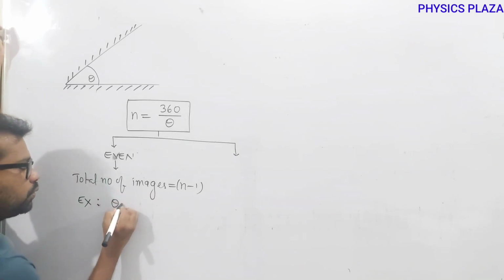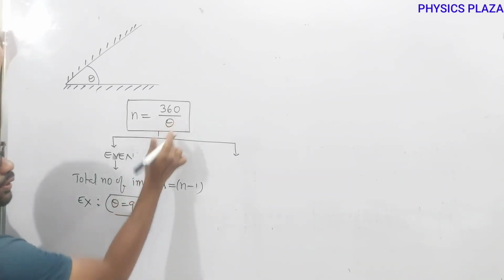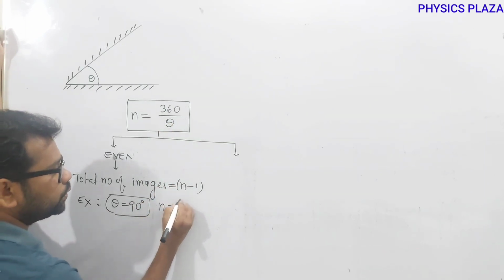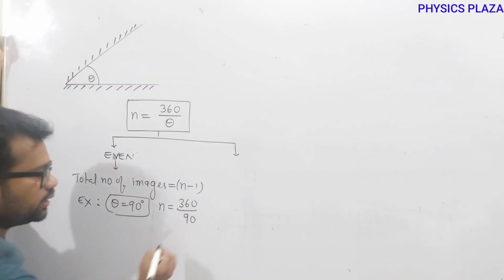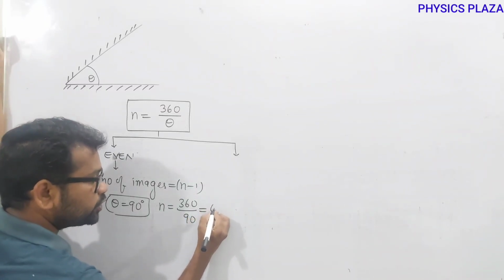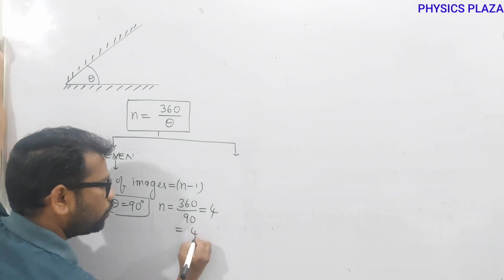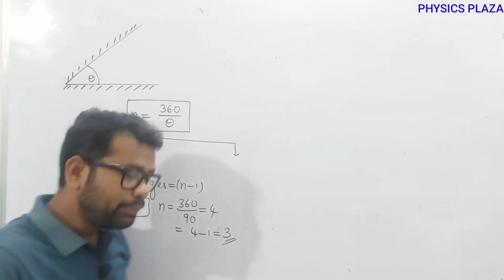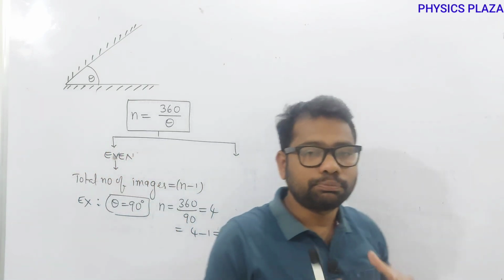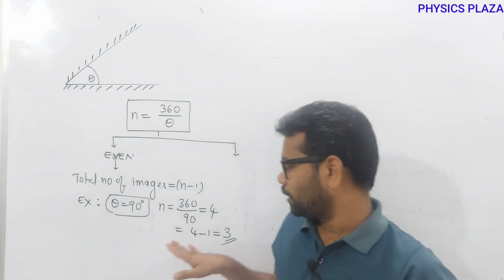If theta is equal to 90 degrees, first you substitute in this. So n is equal to 360 by 90, and this you will get as 4. Children, 4 is an even number. Then what do we have to do? We have to do 4 minus 1, that is 3. So children, if two plane mirrors are arranged perpendicular to each other, then the number of images formed is 3.